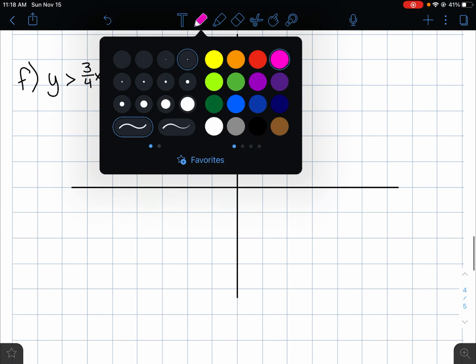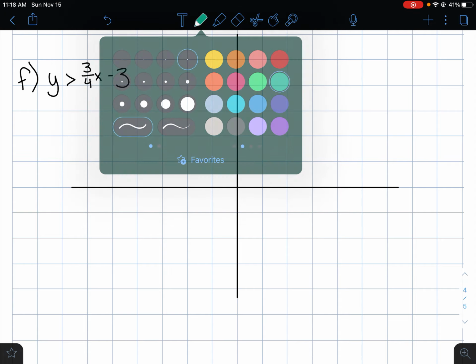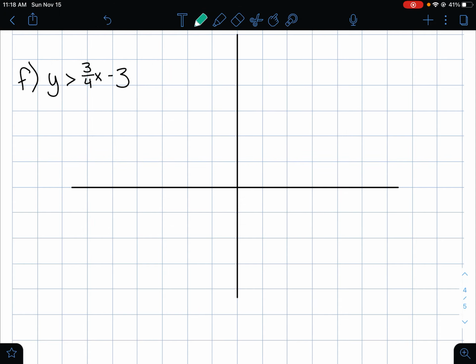All right, here is the last one I'm going to do for you guys. So this one says y is greater than 3/4 x minus 3. So I'm going to go straight down 3 for my y-intercept. And I'm going to go up 3 and over 4. And this is going to be a dashed line.